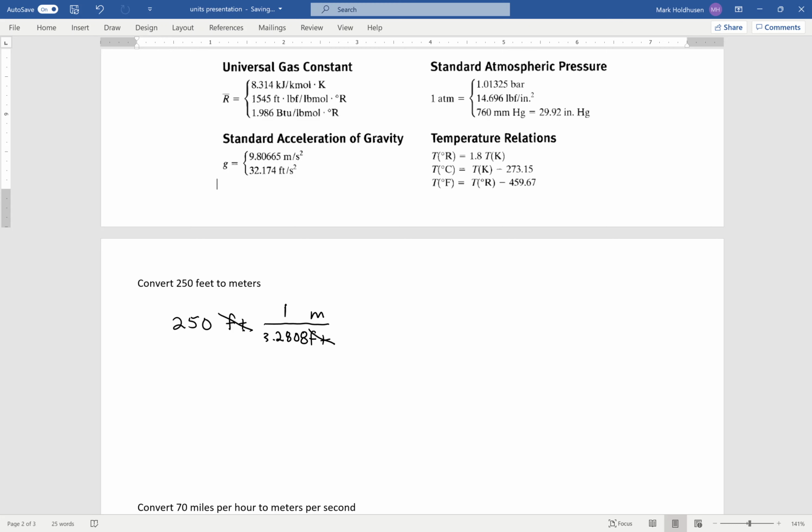And again, I can do this because in this ratio, this has a value of 1, because 1 meter equals 3.28 feet. And if I take any number times 1, it doesn't change that number. But in the process of that, I do get to change the units. So essentially, I'm going to take 250 divided by 3.28, and I'm going to get 76.2 meters on that. And that's how we do conversions.